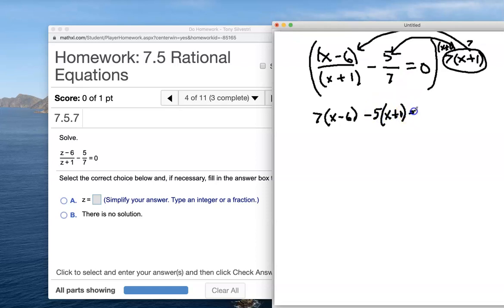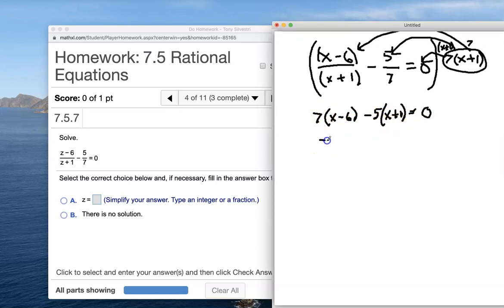And bring down the equals, circle this, point to that, whatever. 0 times anything is 0. I love the number 0. Okay, there you go. At least we got an expression with no parentheses, with no fractions, but you do have parentheses and they got to go.